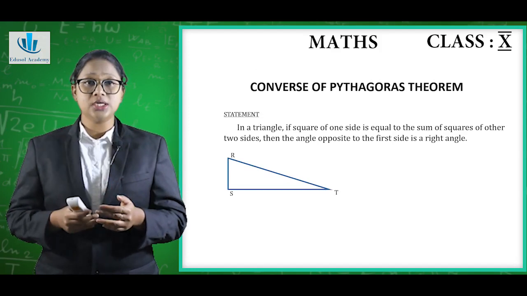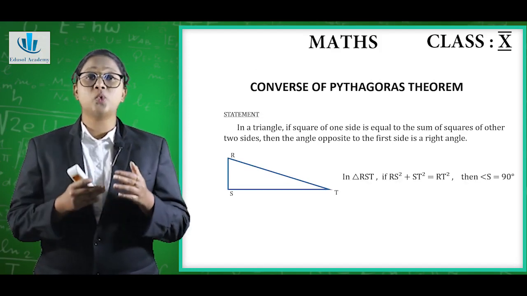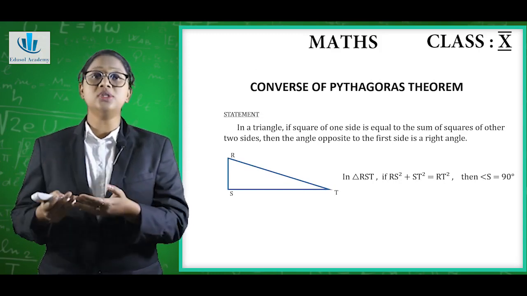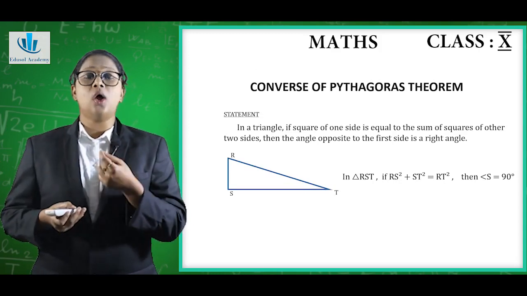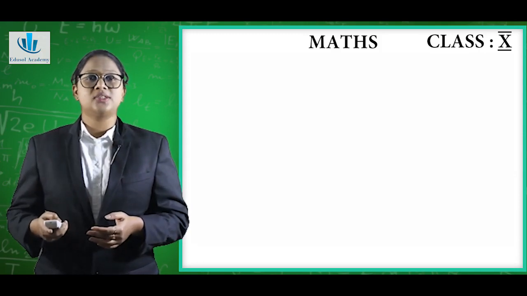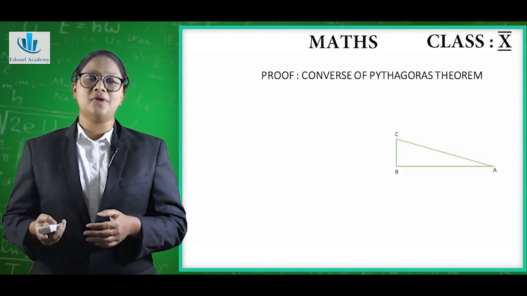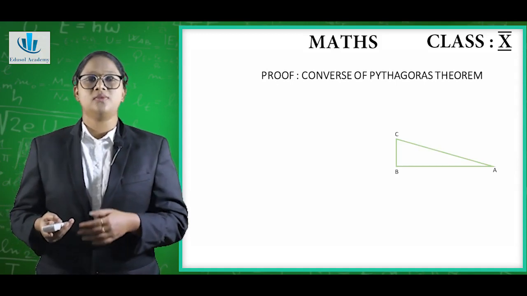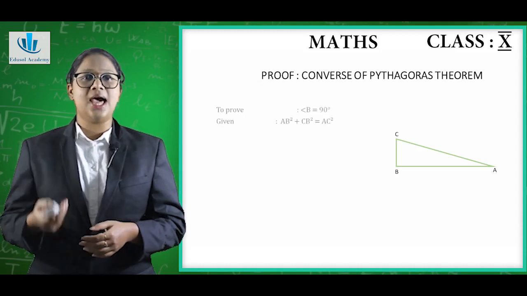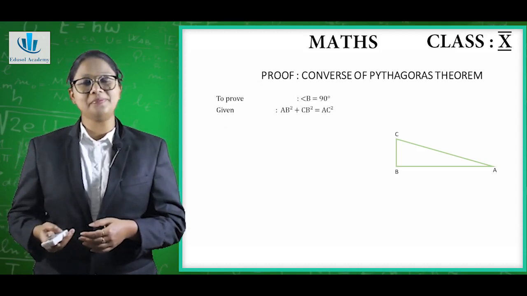So here the condition is that the sum of squares of the two sides should be equal to the square of the third side, and the conclusion is that the angle opposite to the longest side will be equal to 90 degrees. So that's all about the statement of the converse of Pythagoras theorem. Now again we have to study the proof. So let's have a look at the proof of the converse of Pythagoras theorem.